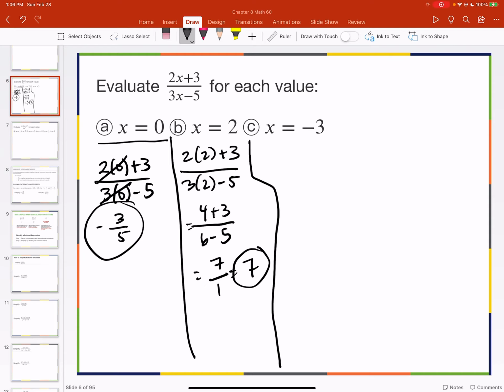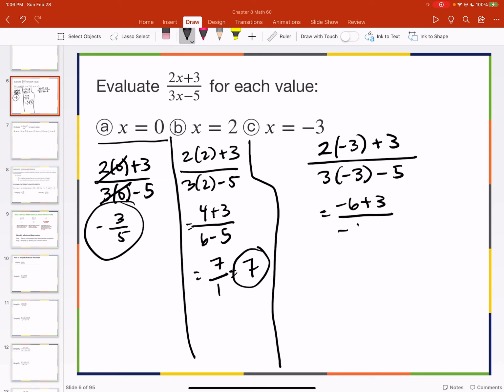Now, for the value of the rational expression evaluated at x equals -3, you just plug in -3 on the top and -3 on the bottom. So you would get -6 plus 3 on the top, -9 minus 5 on the bottom. That becomes -3 on the top and -14 on the bottom. In other words, 3 over 14.